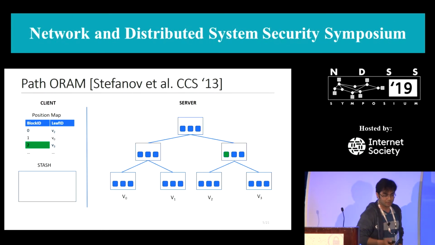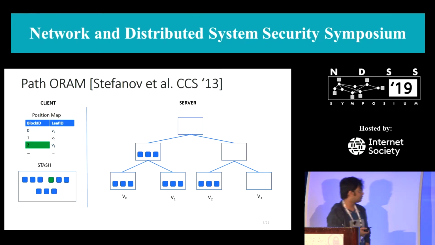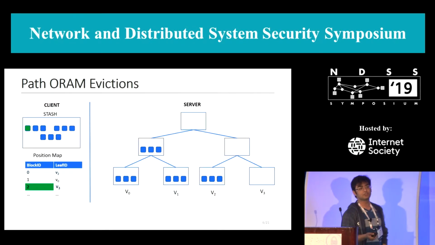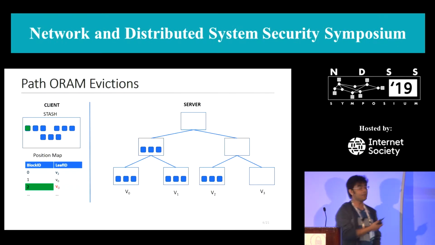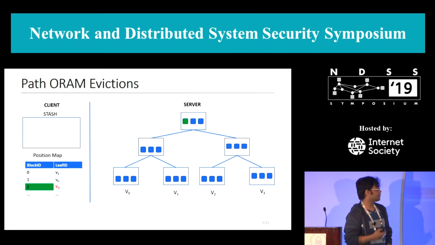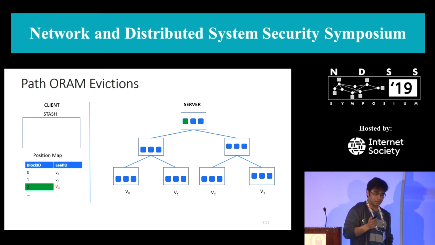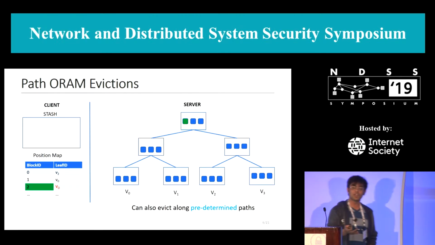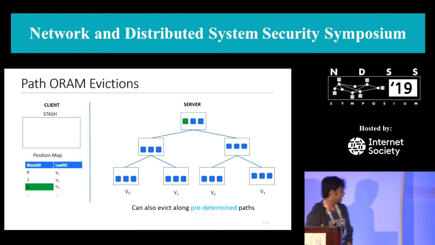So the way an access works is you simply download the contents along the path to which a particular block is mapped, and now you have this block in your client-side stash. Now, because you have read this block, the next time you read this block, you don't want it to be from the same path, otherwise you will be correlating these accesses. So what you do is you start by remapping this block to a new path, let's say V0, and then you write back the contents from your stash to the server, now ensuring that this block is along the new path. Subsequent work has also observed that instead of writing back to the same path that you read, you can also write back to a predetermined set of paths, and this is important. I'll revisit this point a little bit later.